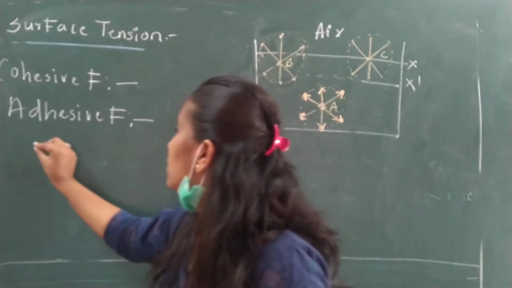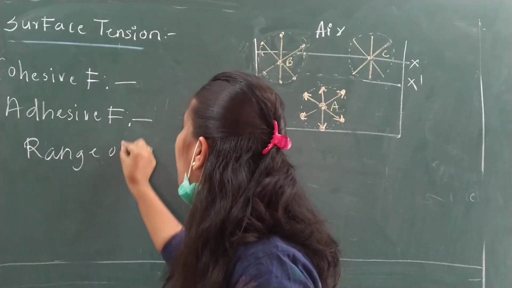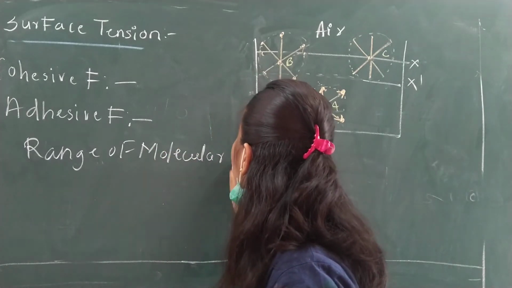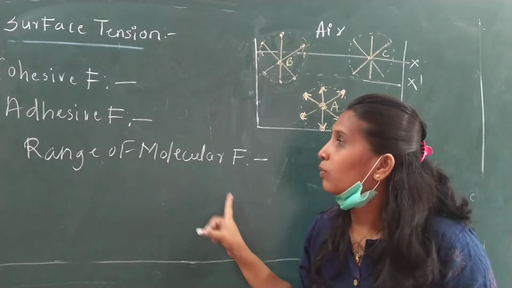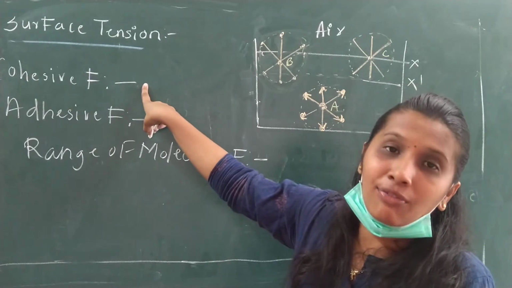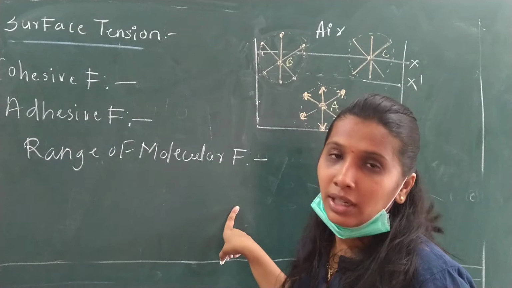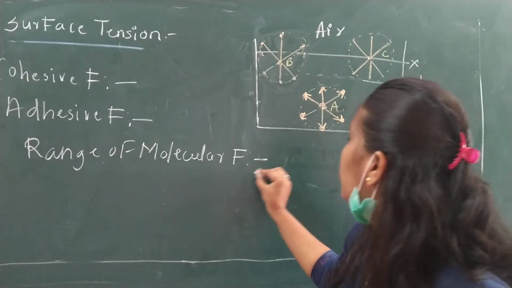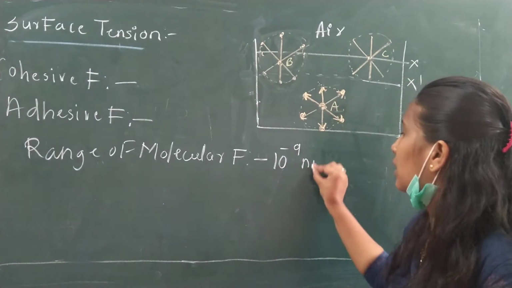The next thing is the range of molecular forces. Range of molecular forces means: whatever attractive forces we are talking about, up to what distance they are effective. That is the range of molecular forces. It has been found that in liquids and solids, this range of forces is effective up to 10 raised to minus 9 nanometer.